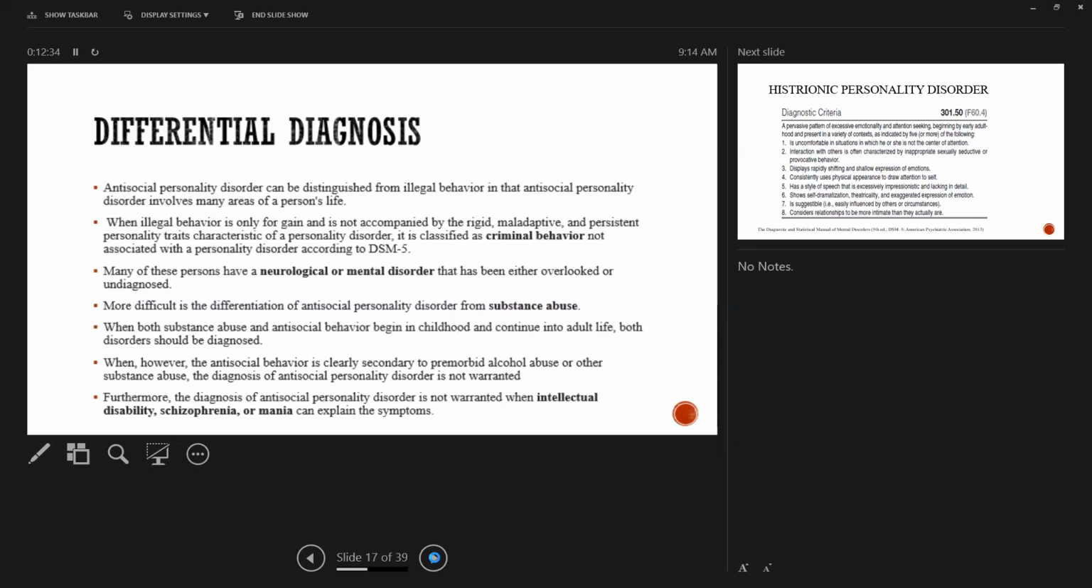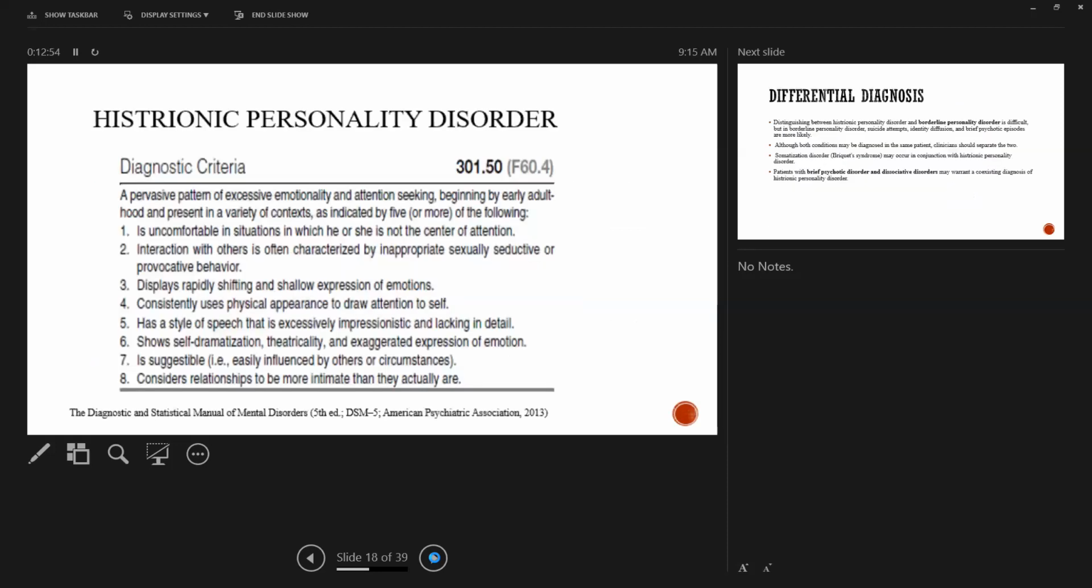But if this behavior is secondary to premorbid alcohol abuse or any other substance abuse, a diagnosis of antisocial personality disorder is not required. And we should also not make a diagnosis of this disorder if intellectual disability, schizophrenia, or mania is present in this patient. Next is histrionic personality disorder.